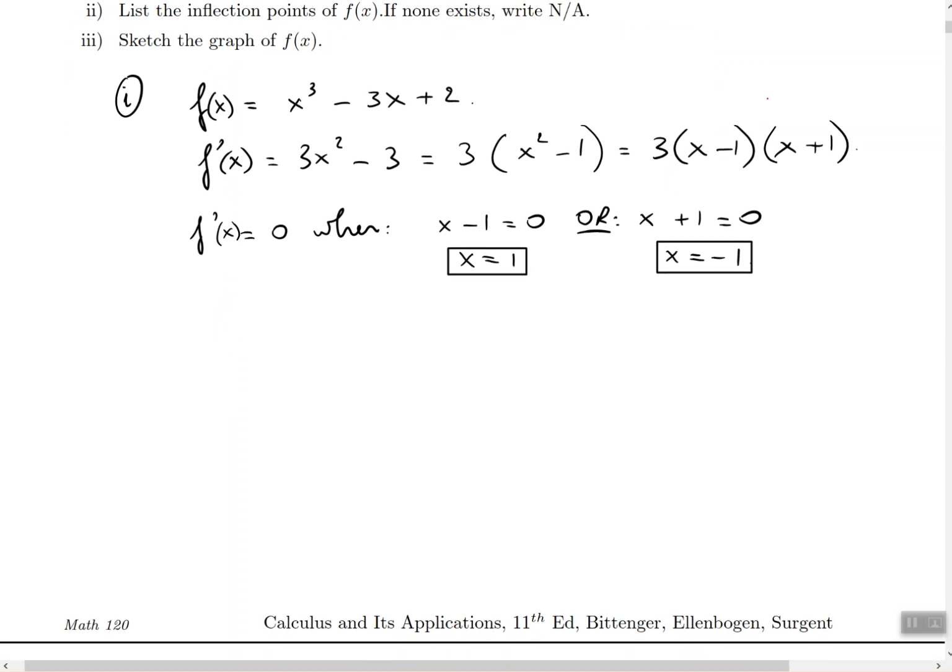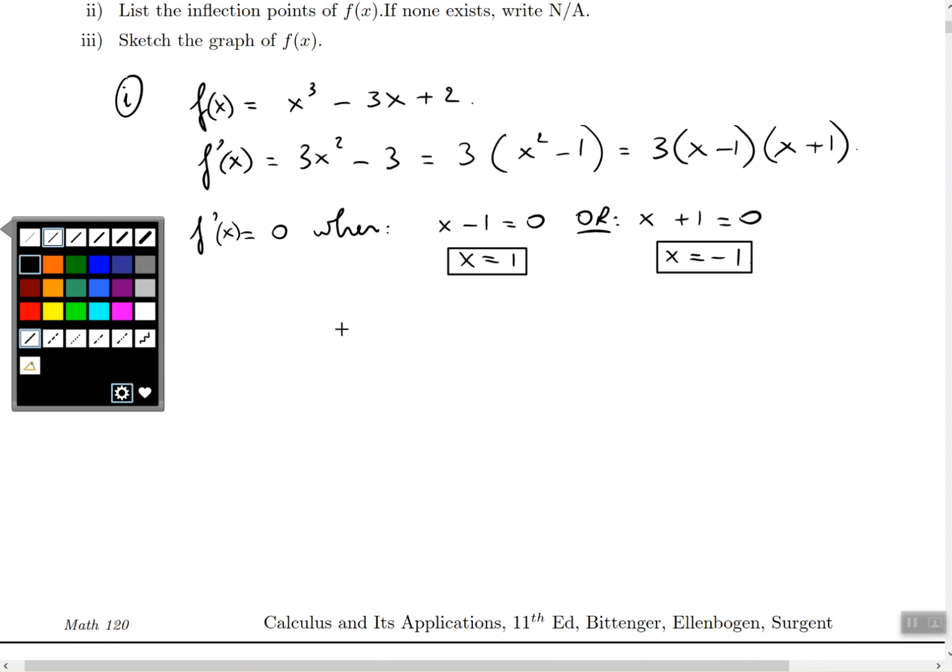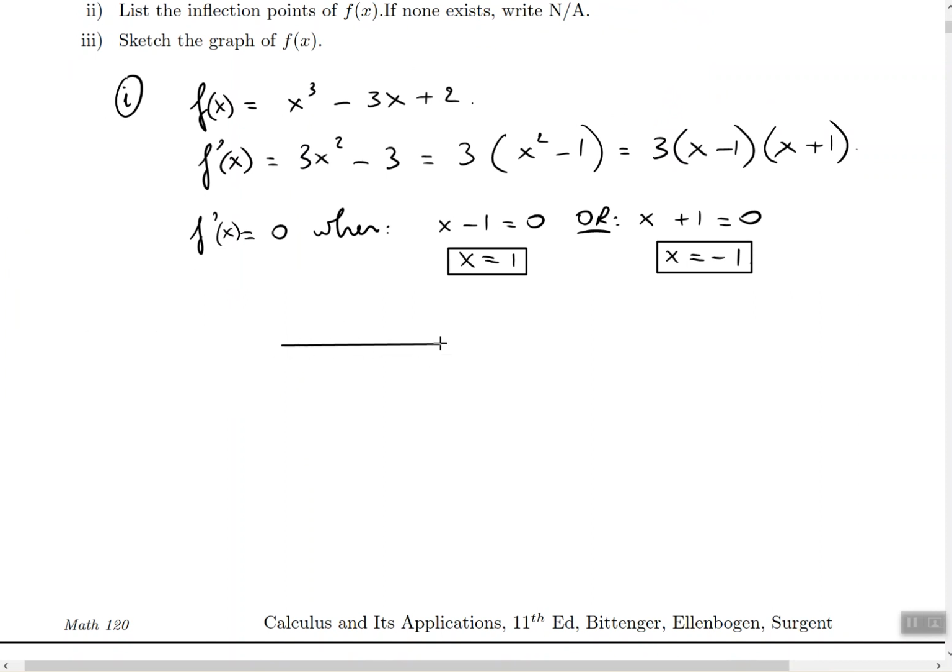So now that we have the first derivative, we're going to go ahead and draw the line and consider the first derivative test. So here we go. This is the line, and this represents all the numbers in the world from negative infinity to positive infinity. And we have the negative 1 and positive 1. Those were the critical numbers. Negative 1, positive 1. There we go.